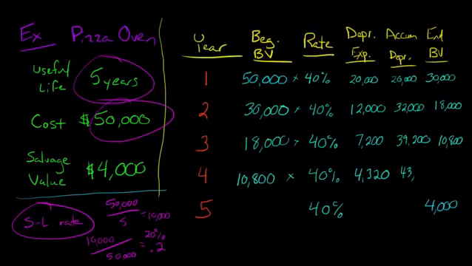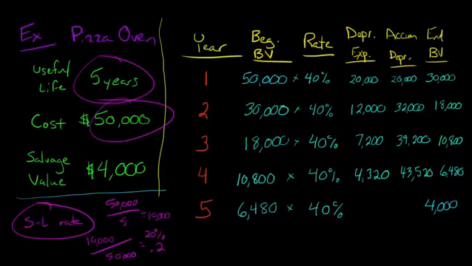I'm going to try and squeeze this all in here, 520. And then our ending book value is going to be 6,480. Hope you can see that. Now, 6,480 becomes the beginning book value in year 5. We again multiply that by our rate of 40%.